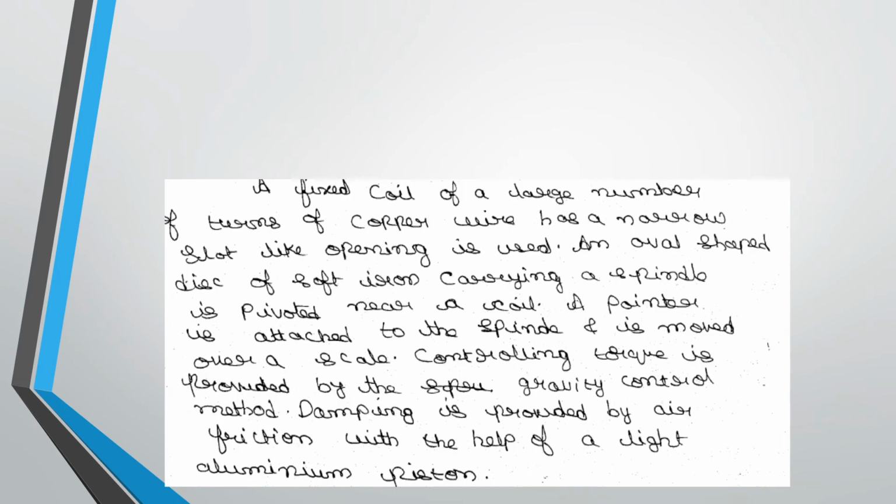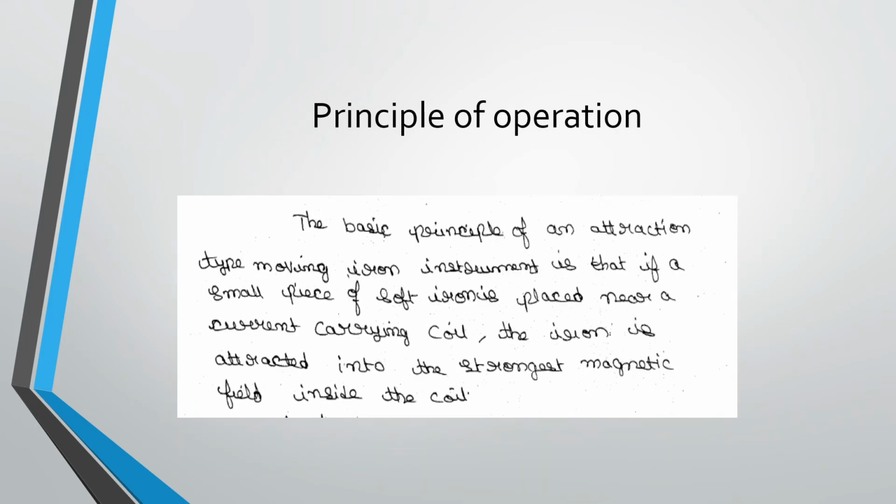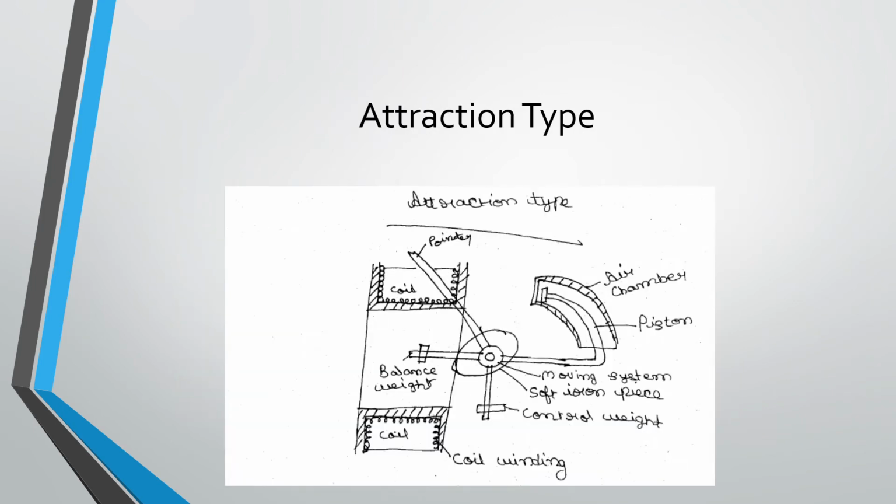Now, as the magnetic field is stronger at the center, the iron disc tends to be pulled into the strongest portion. The result is that the soft iron piece is attracted towards the coil and starts moving. So the basic principle is attraction, and the force is proportional to the square of the current. When the moving disc is attracted towards the coil, it deflects the pointer, and the pointer moves over the scale.